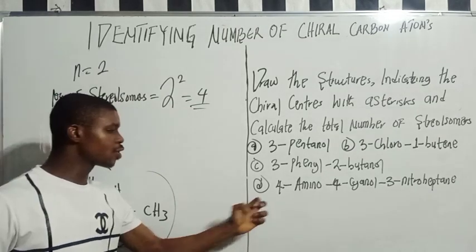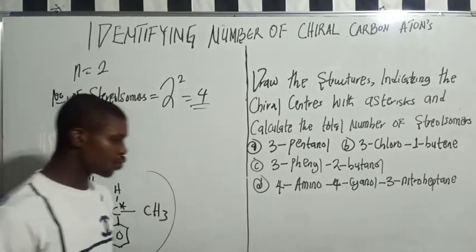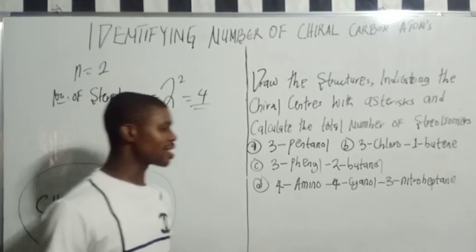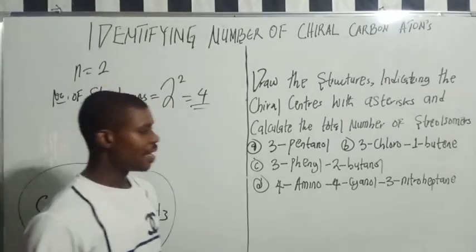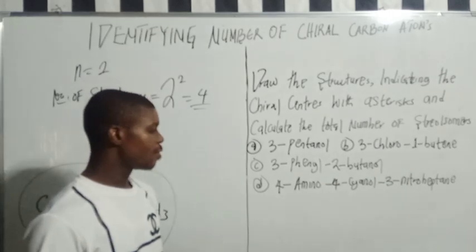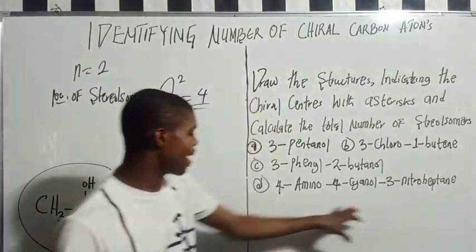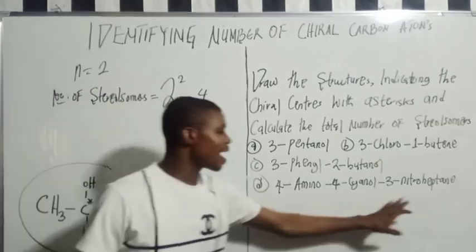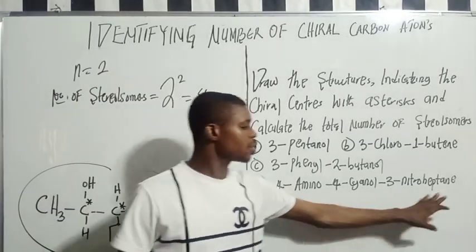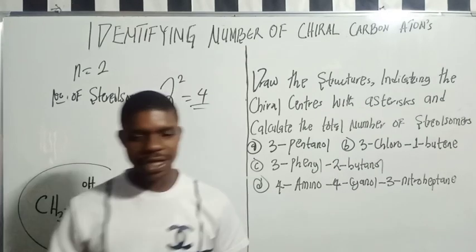Now, let's look at the third one. You can also pause the video and do the third one. 4 amino, 4 cyano, 3 nitro, heptane. Do you get that? 4 amino, 4 cyano, 3 nitro, heptane. So go ahead, try something. How many carbons does it have? And how many possible stereoisomers is it going to get? Pause the video and do it for me.